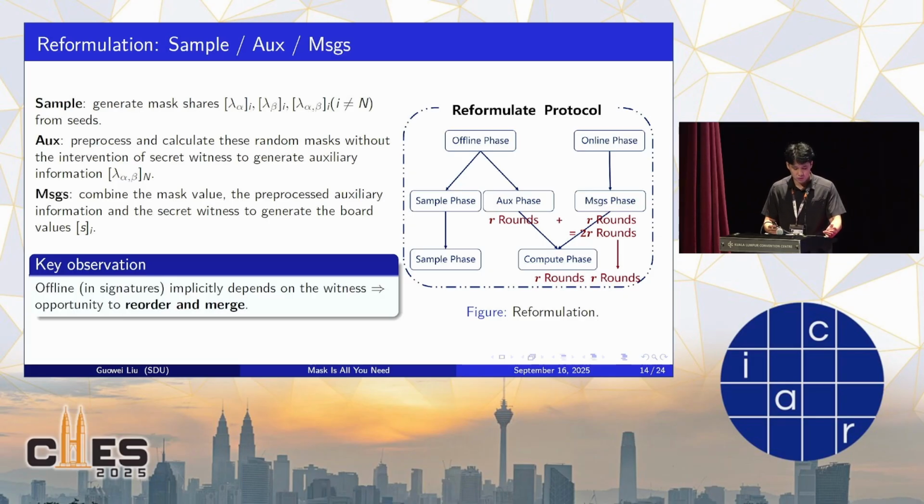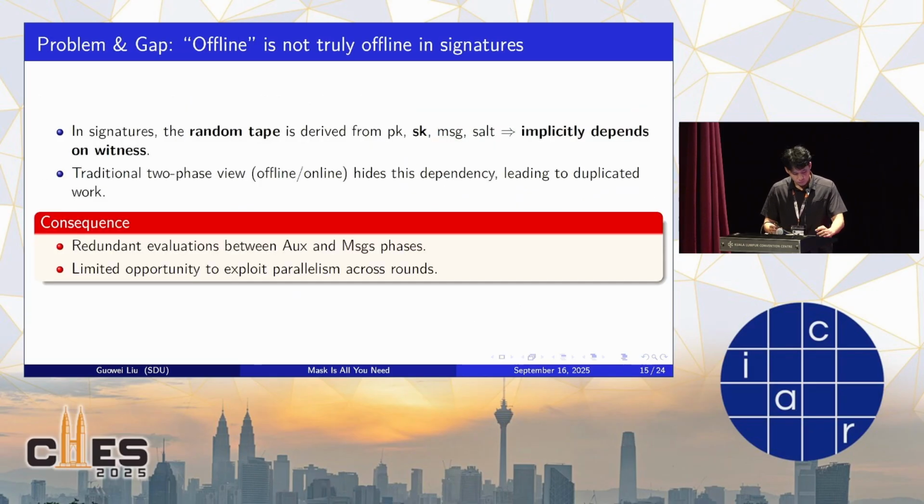However, as we continued our research, we found that the offline phase implicitly depends on the witness, so we get an opportunity to reorder and merge. In signatures, the so-called random tape is derived from PK, SK, message and salt. And the random tape, which means the shares, are generated by the PRG, and the SK is the witness. So we can say that the tape implicitly depends on the witness.